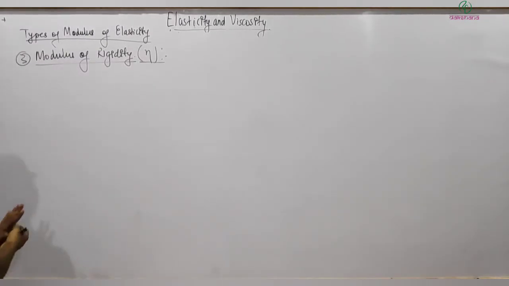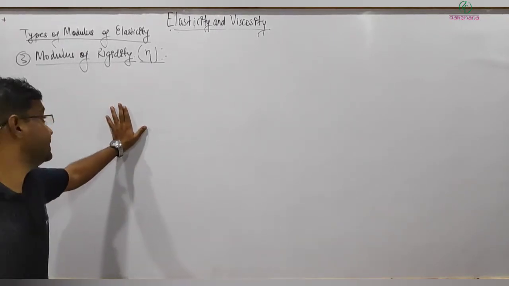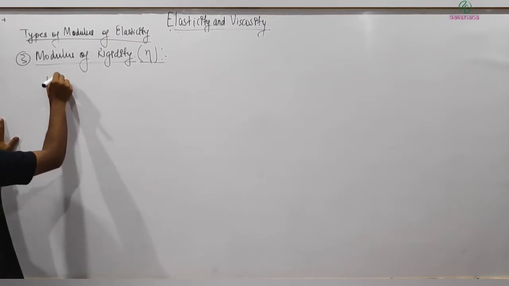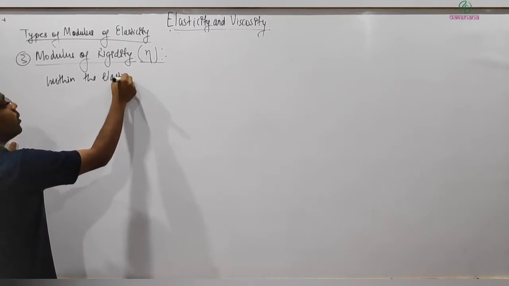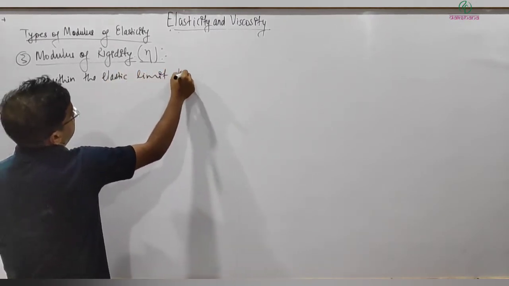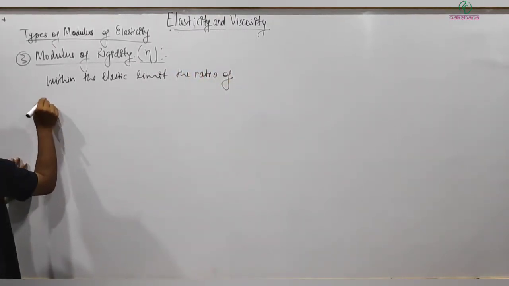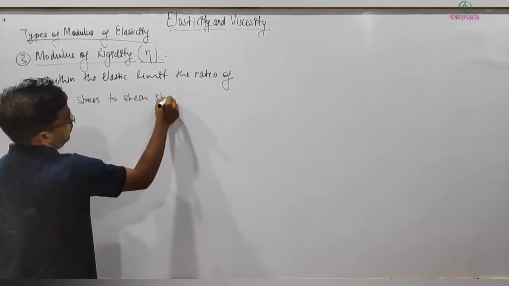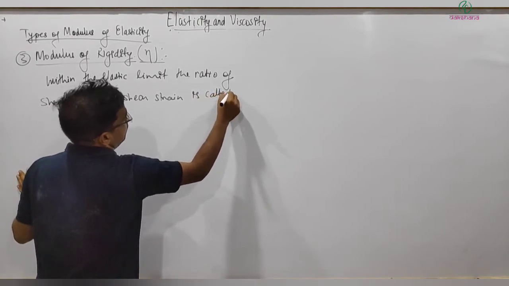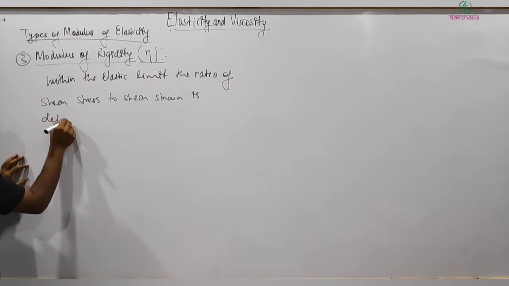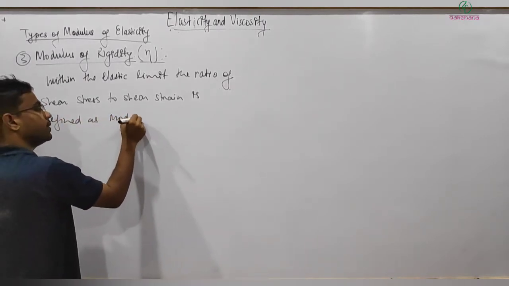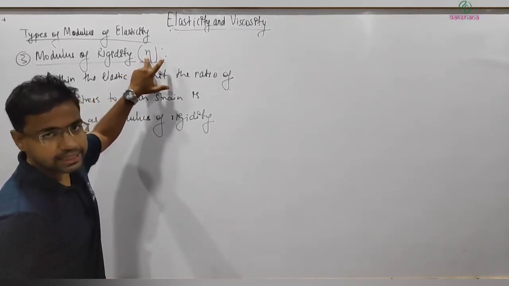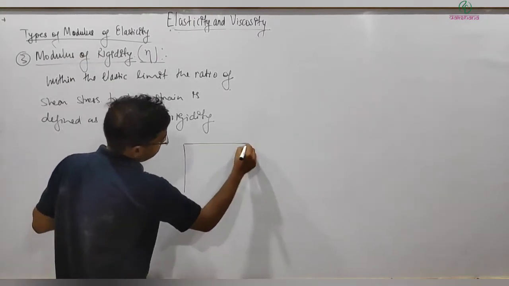Okay, next is modulus of rigidity. So whenever some solid body is subjected to shear stress or shear force, then I can write, within the elastic limit, that is a must, the ratio of shear stress to shear strain is defined as the modulus of rigidity, and it is denoted by the letter eta. So modulus of rigidity is denoted by letter eta, so that you can easily understand.